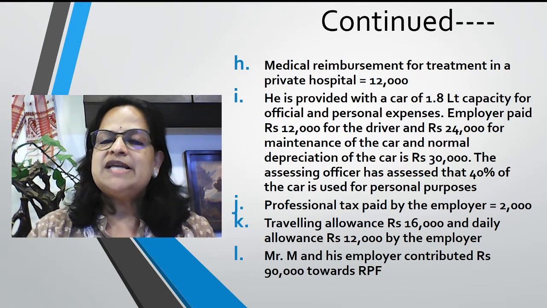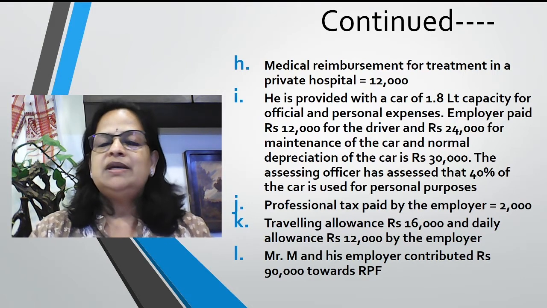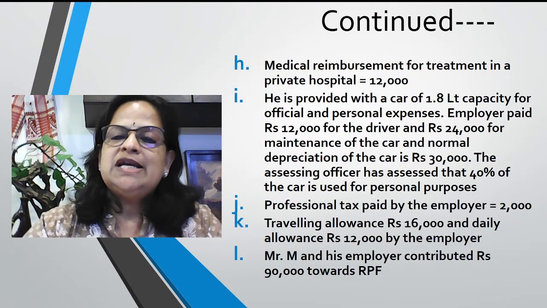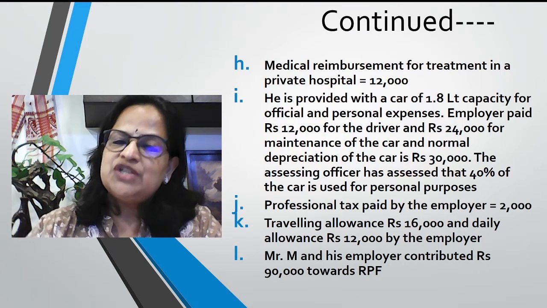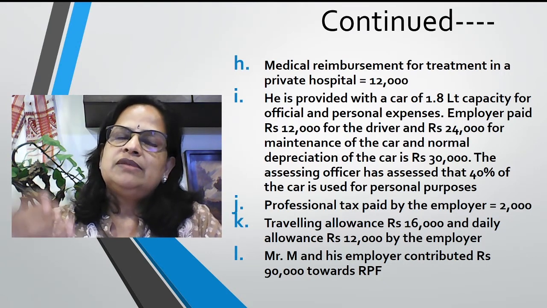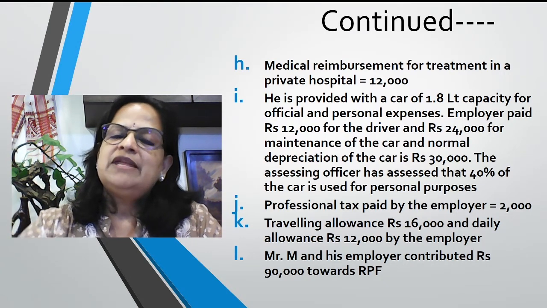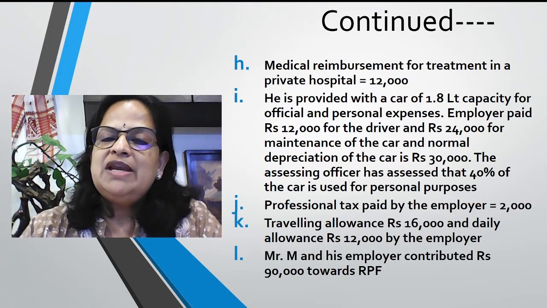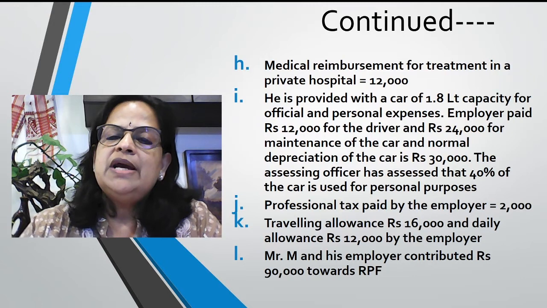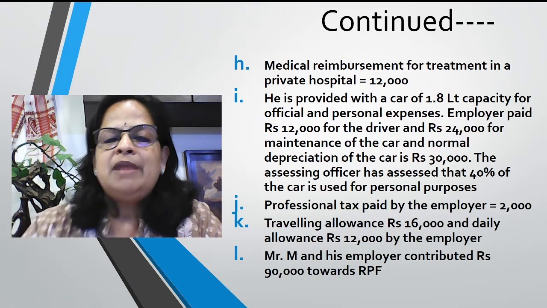Now professional tax paid by the employer is taxable. So this we will include in the gross salary. Then we will allow it as a deduction from the computed gross salary, under section 16. Now traveling allowance of rupees 16,000 and daily allowance of rupees 12,000 are provided by the employer.